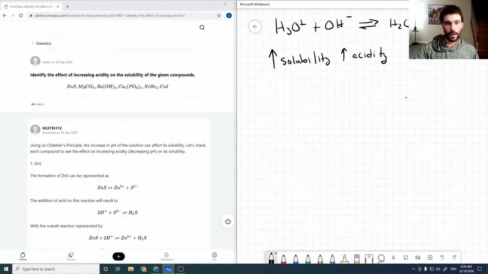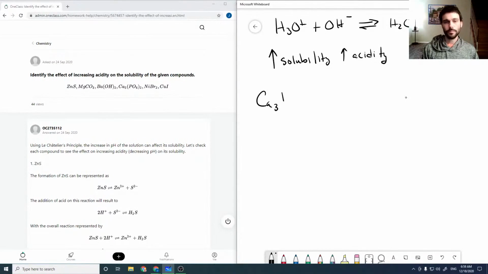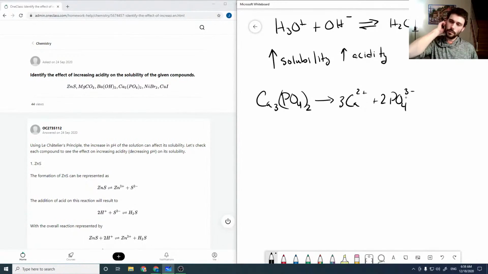Okay, and then Ca3(PO4)2. So this is going to dissolve into 3 calcium 2 plus and 2 PO4 3 minus. Again, we have an alkali earth metal, so the reaction with water, as we can guess, is not going to go.